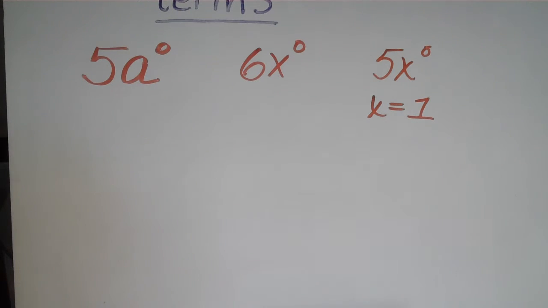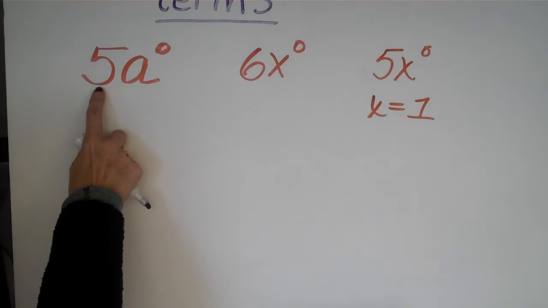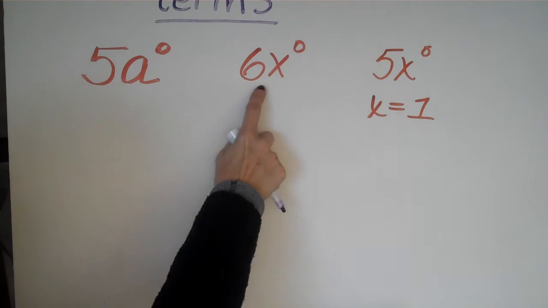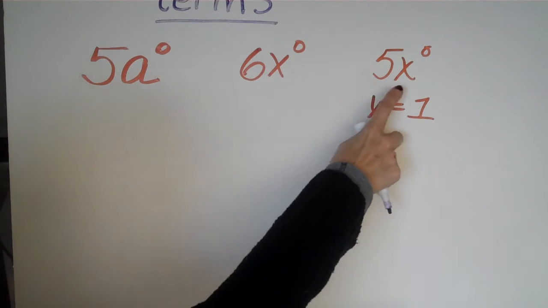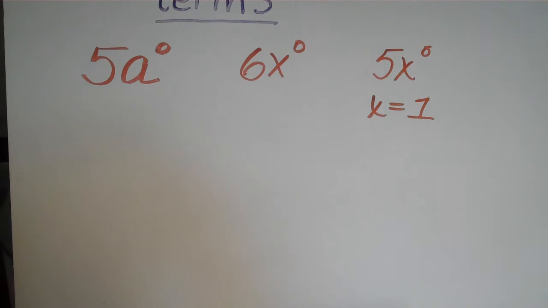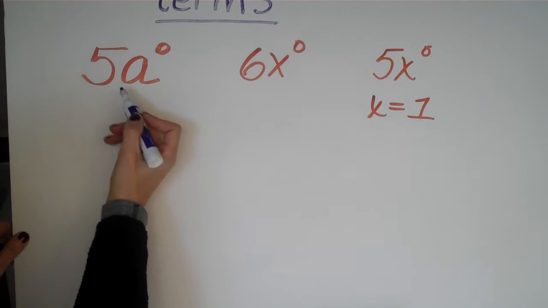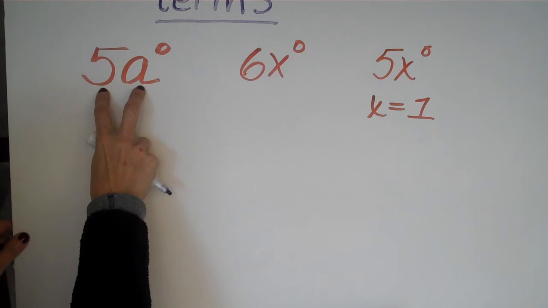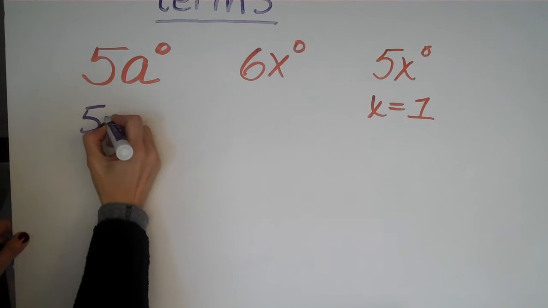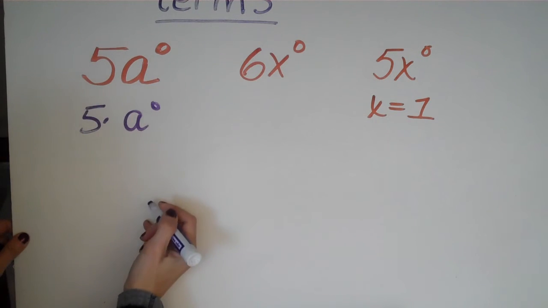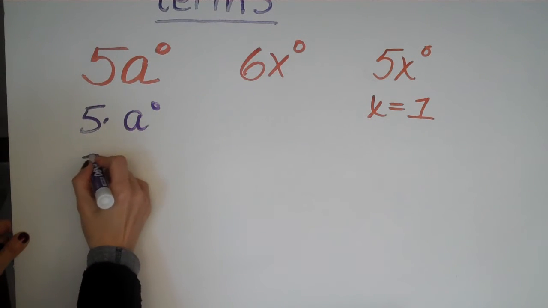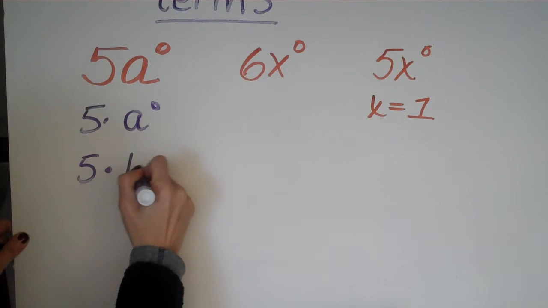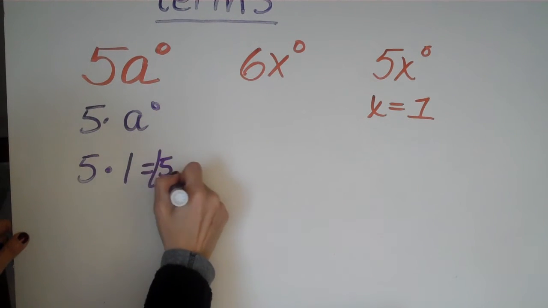Now, what happens if you have a term like 5 times a to the 0 power, or 6 times x to the 0 power, or 5 times x to the 0 power? Well, in that case, you have to remember that 5a to the 0 power is really 5 times a to the 0 power, which is 5 times, well, we know a to the 0 power is 1. So it's 5 times 1, and you get 5.